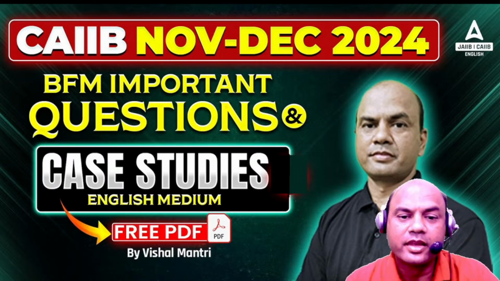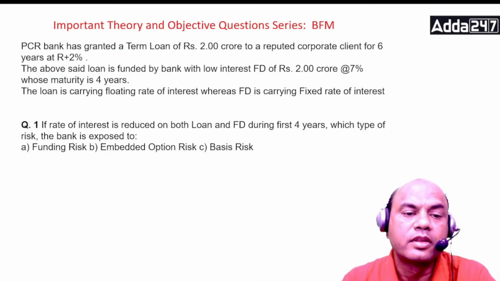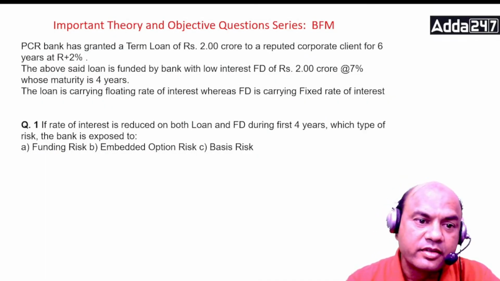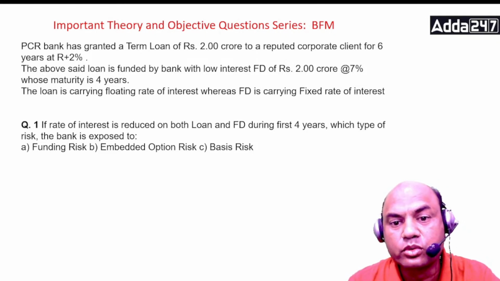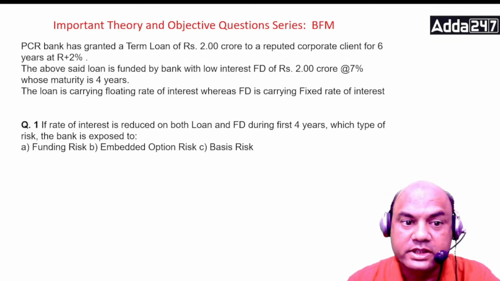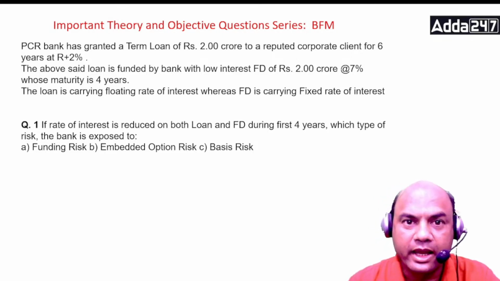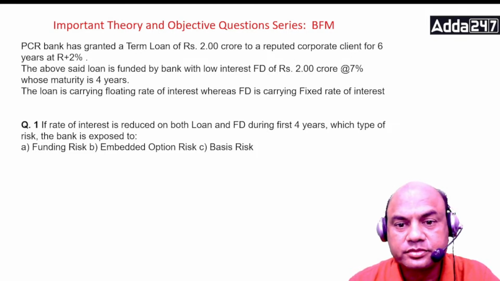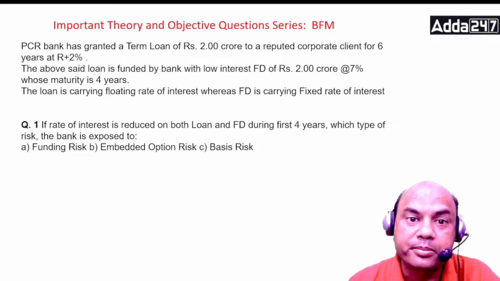Okay, so let's start. First one. Here, this is a case study. PCR Bank has granted a term loan of rupees 2 crores to a reputed corporate client for 6 years at repo plus 2. So this bank has granted a term loan of 2 crores to a reputed client for 6 years at repo plus 2.